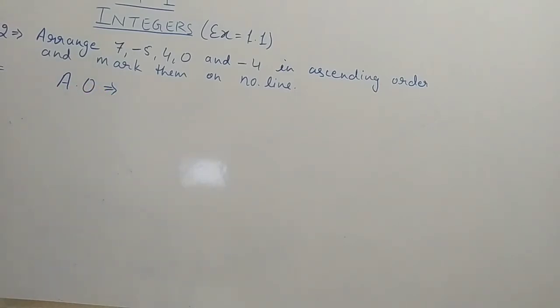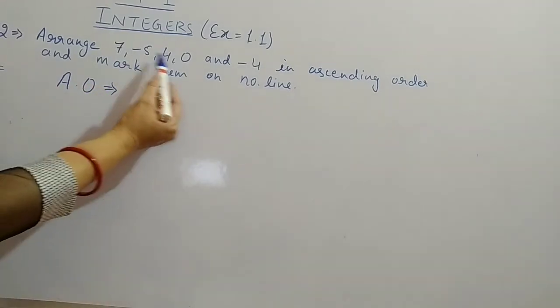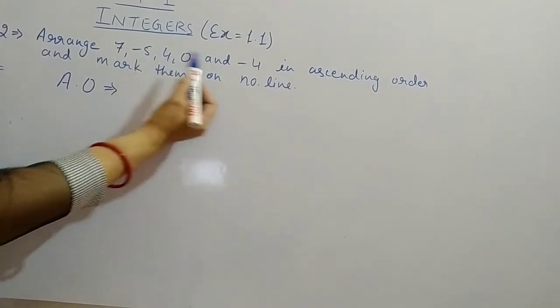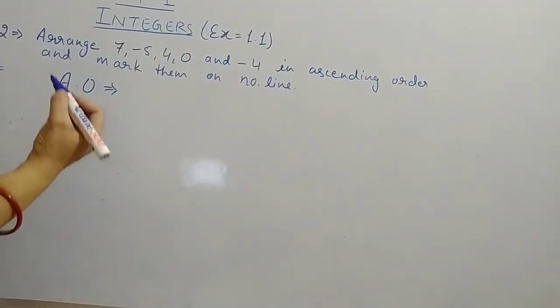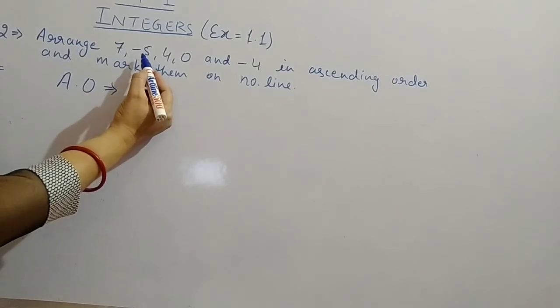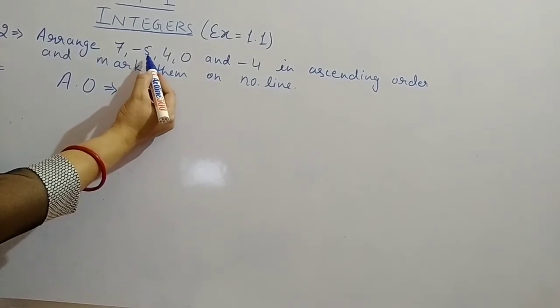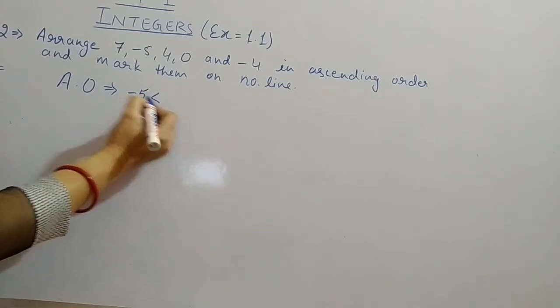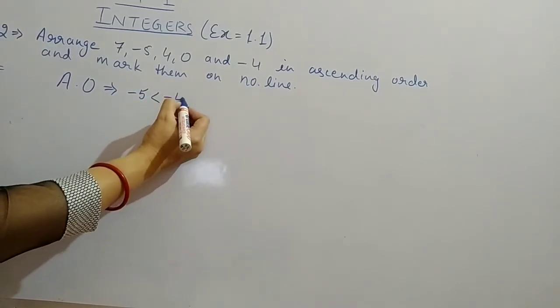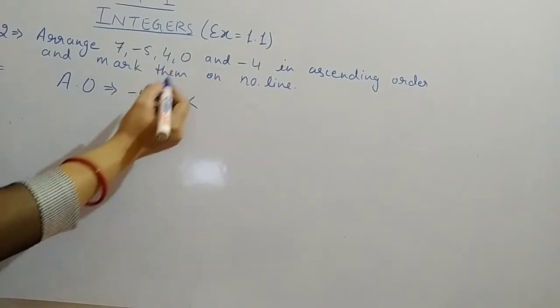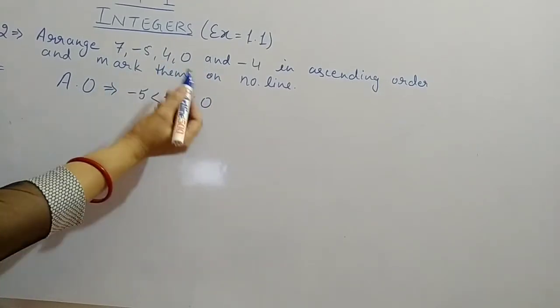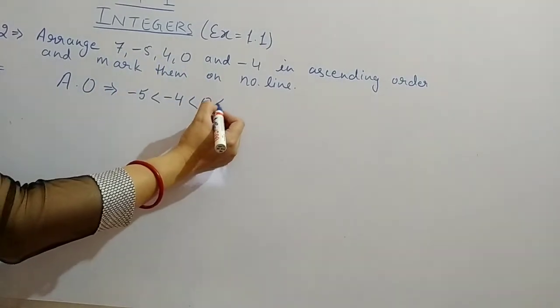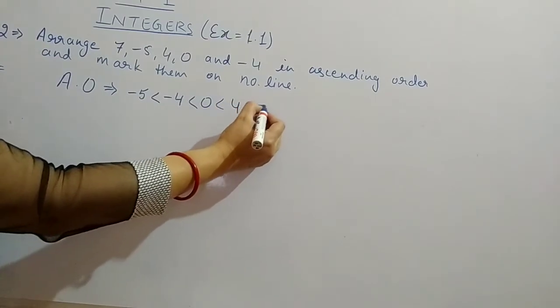So we will start from the minus integers because these are smaller. So minus 5 and minus 4. In negative integers, which do you feel is bigger? 5 is numerically big but actually it will be small. So minus 5, after minus 5 then minus 4. Then come to the 0 and positive integers 4 and 7. So then next 4 and then 7.